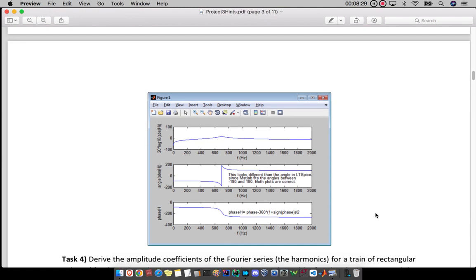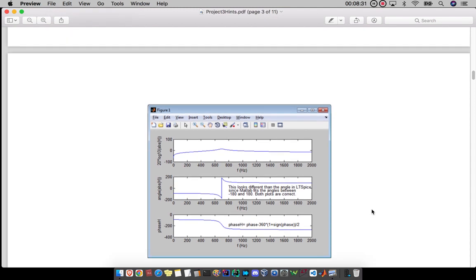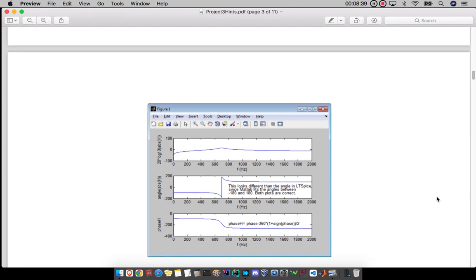Okay, and then once you write your MATLAB script, the expected result should look exactly like this, like so. And there you go.